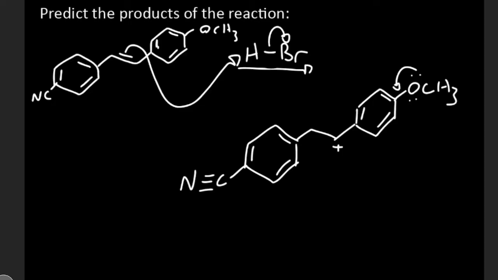So because he can donate resonance forms into the benzene ring, he's what's called an electron donator. So he actually donates electrons into the ring. The main way to distinguish electron withdrawers from electron donators is, one, do they have lone pairs of electrons to donate? Because if they have lone pairs, then they're definitely donators.